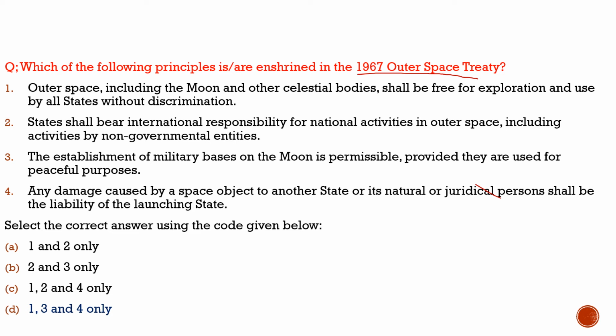The question says, which of the following principles are enshrined in the 1967 Outer Space Treaty? First statement, it says outer space, including the moon and other celestial bodies, shall be free for exploration and use by all states without discrimination. 100% correct. So in simpler words, the outer space belongs to every country. So it is free to explore for every country, by all states without any discrimination. This is the basic principle of it.